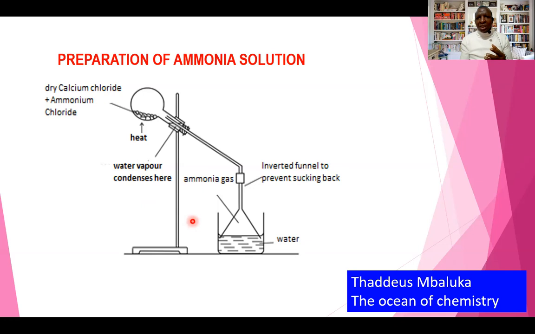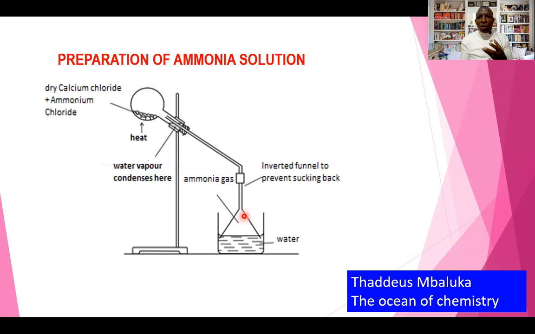A common mistake is when the examiner asks you to identify this apparatus. Many times when students are asked to identify this apparatus, they say it is called an inverted funnel. That is wrong. We don't have any apparatus called an inverted funnel. It's simply a funnel, or rather a filter funnel.